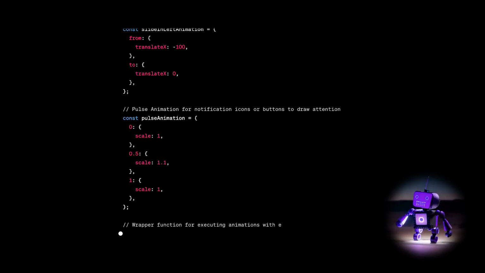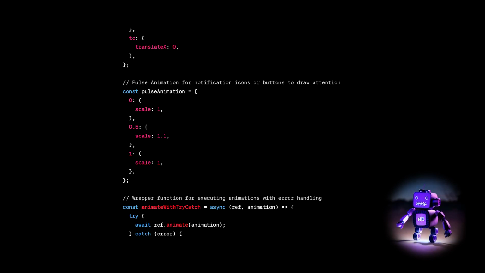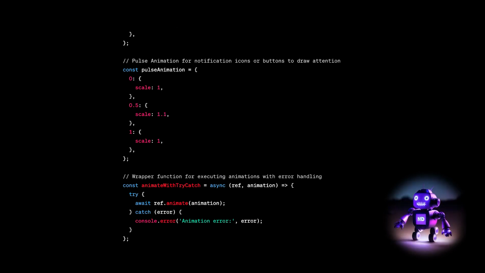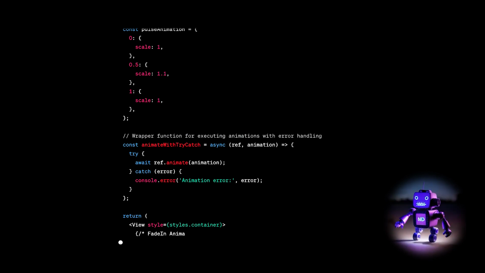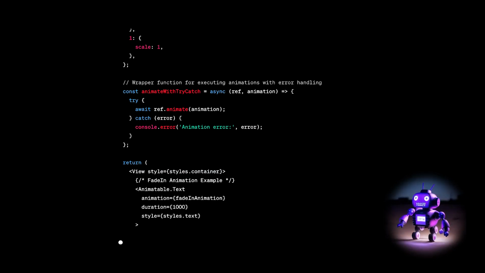code. The animateWithTryCatch function demonstrates how to execute animations with error handling. By wrapping our animation calls in a try-catch block, we can catch and log any errors that occur during the animation process. This not only prevents our app from crashing due to animation errors, but also aids in debugging by providing meaningful error messages.